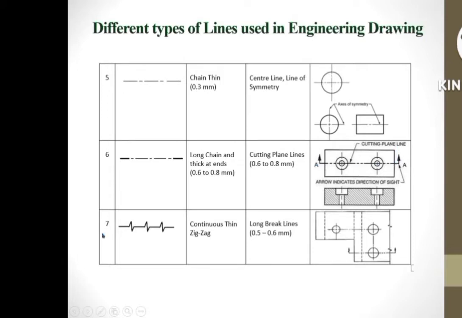Then number 7, continuous thin zigzag line. It is used to draw long break lines with a thickness of approximately 0.5 to 0.6 millimeter. You can see here a long break line is shown here.